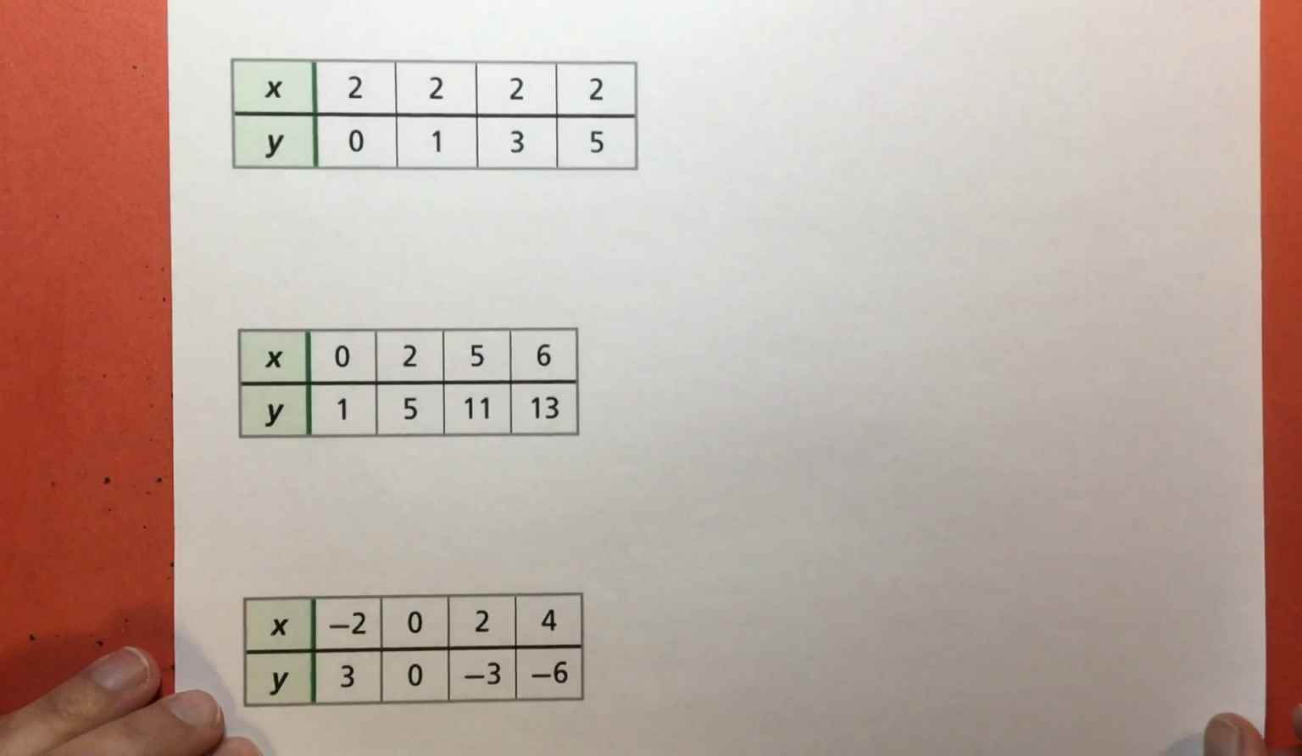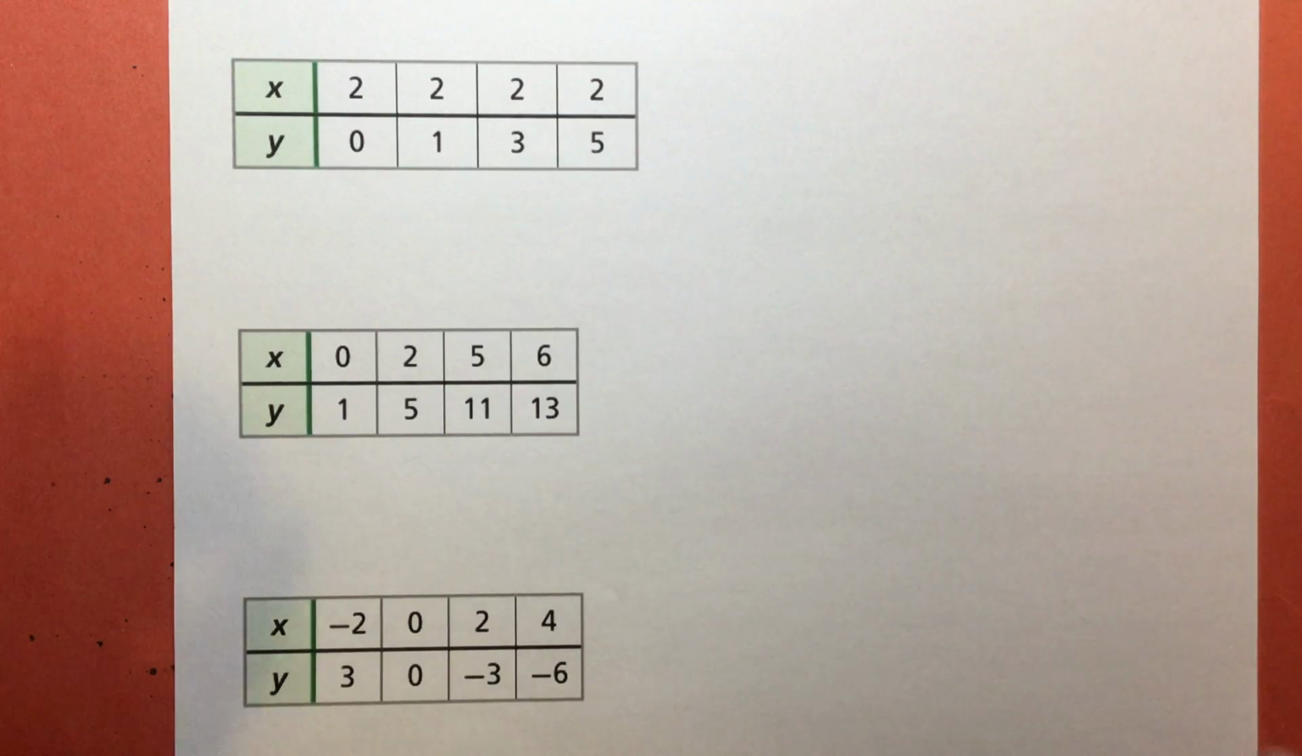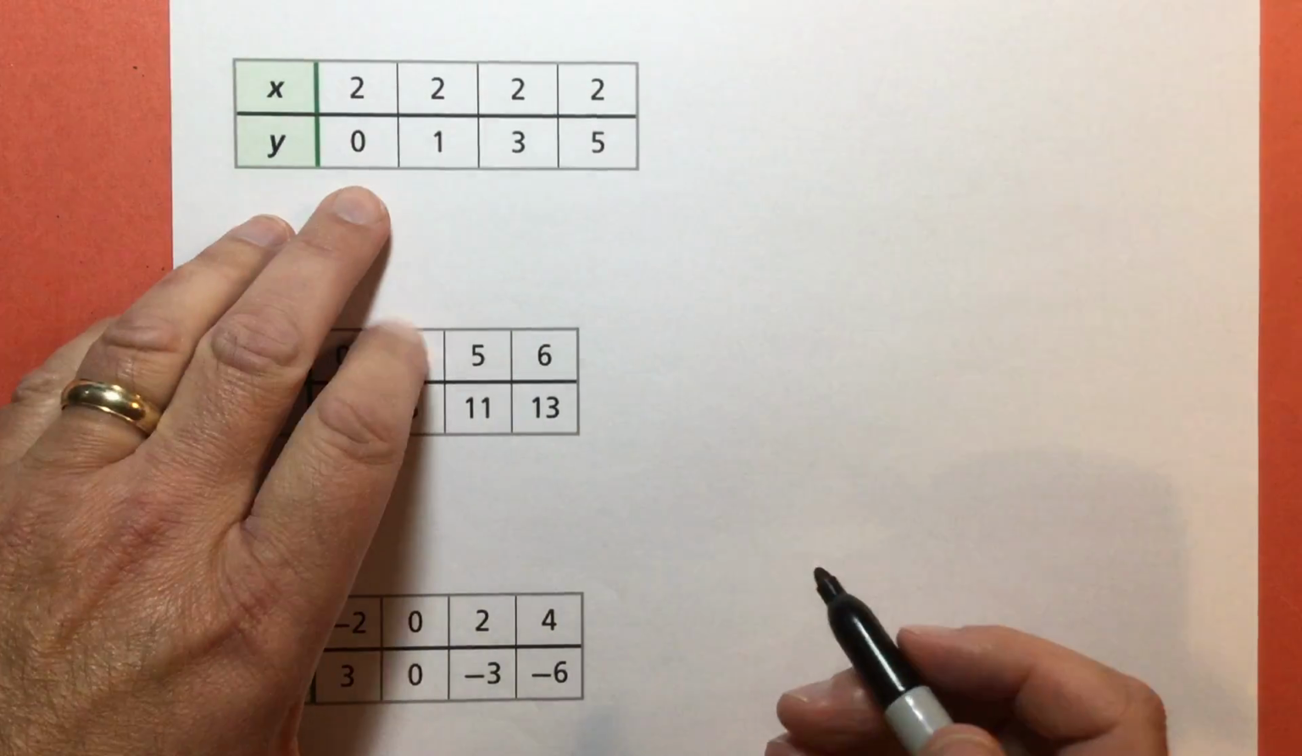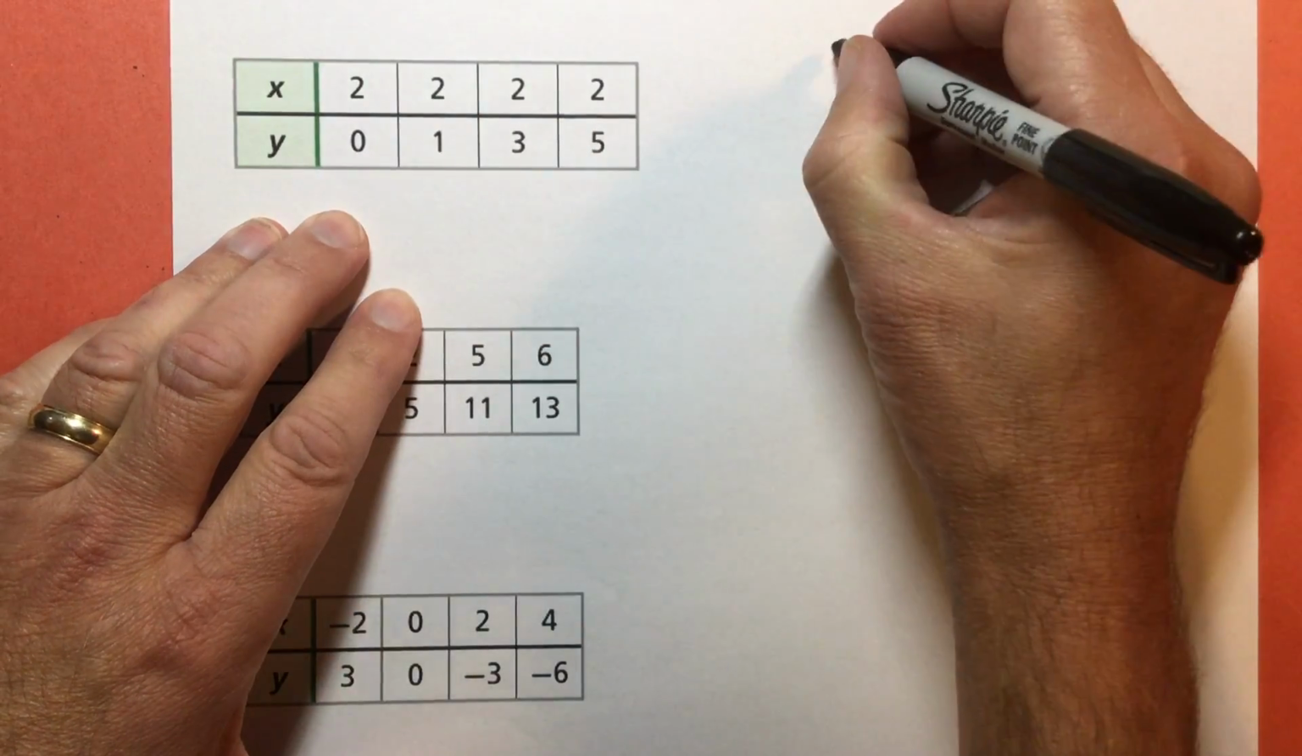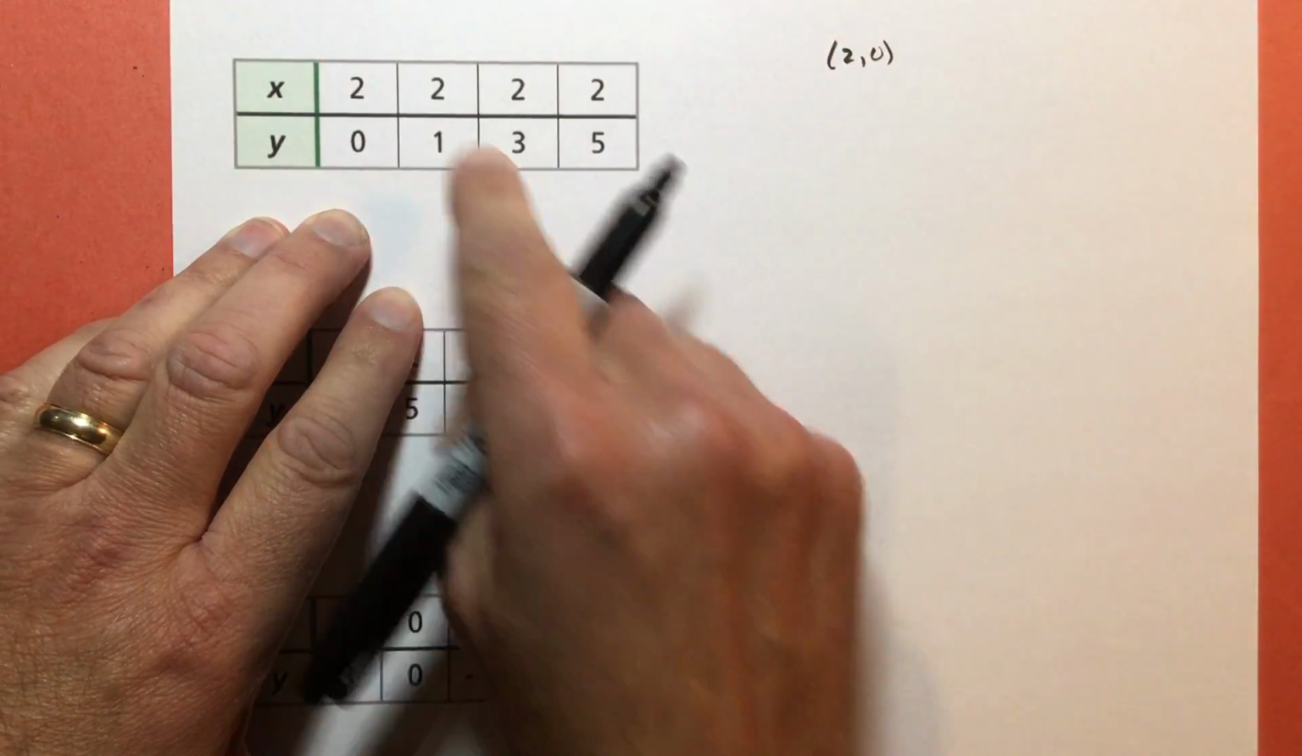Now, this is way easier. However, for some reason, some students kind of stress out about this, okay? So we need 2 points for the slope formula. Well, in all these tables, you've been given 4 points. So it doesn't matter. You can pick any of them, all right? So for example, I'm going to pick 2, 0 and 2, 1.